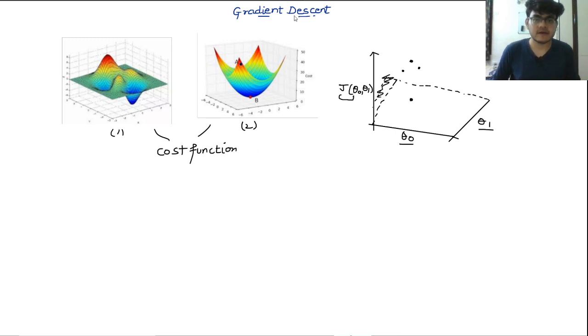So what is the idea behind gradient descent? The idea behind gradient descent is very simple. We try to pick a point on our graph. For example, I have taken a point A, and I take a step which is known as alpha, the learning rate, and then I find the gradient or the slope of the cost function.